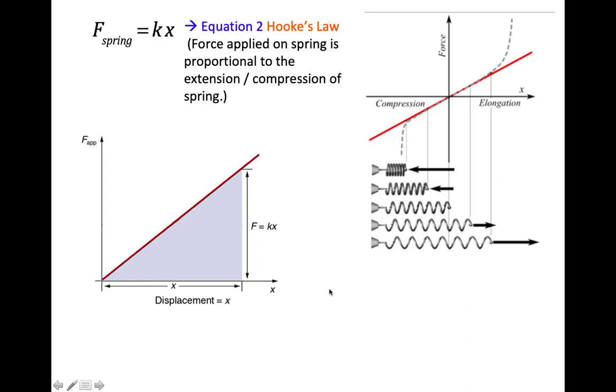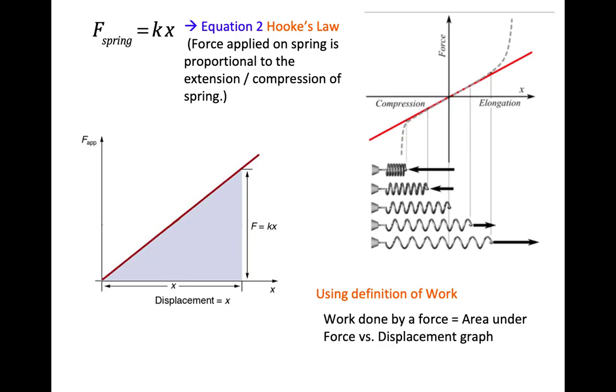So we will apply work done on the spring and look at the definition of the work done, which is work done by the force is equal to the area under the force versus displacement graph. Here the area under the force versus displacement graph looks like a triangle. The base of the triangle is displacement or extension x, and the height of the triangle is the force, which is kx. So from the force versus displacement graph, we can write that the work done is equal to the area, which is half fx.